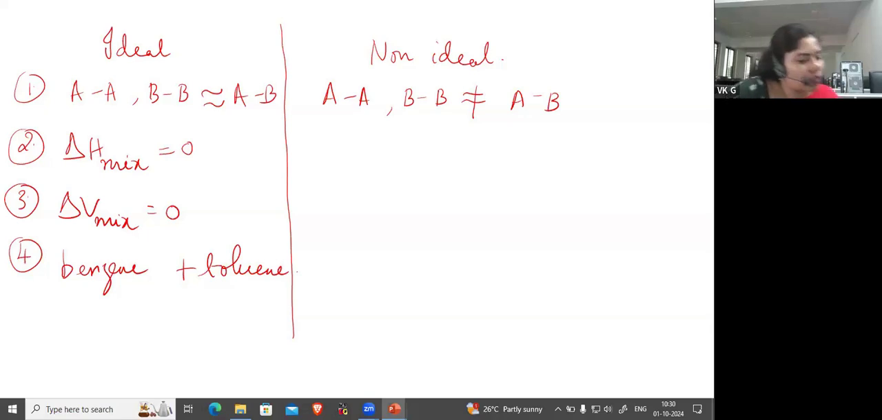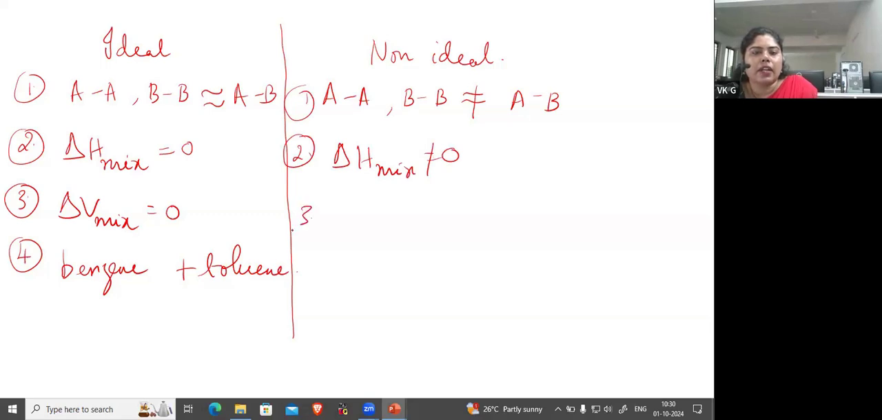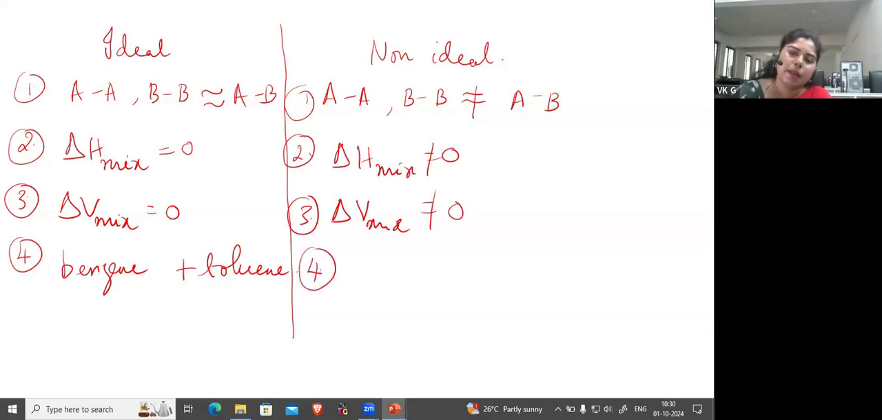In the case of the second point here, ideal solution and non-ideal solution, you say that delta H mix is not equal to 0. That should be okay. Then volume mixing will not be equal to 0. Some changes will be there. That's why you found vapor pressure increased or decreased. So you will find a volume change. I'll talk about it, and then maybe you can take an example. Before discussing the example, let's get into what is non-ideal solution. Then I'll come to it.